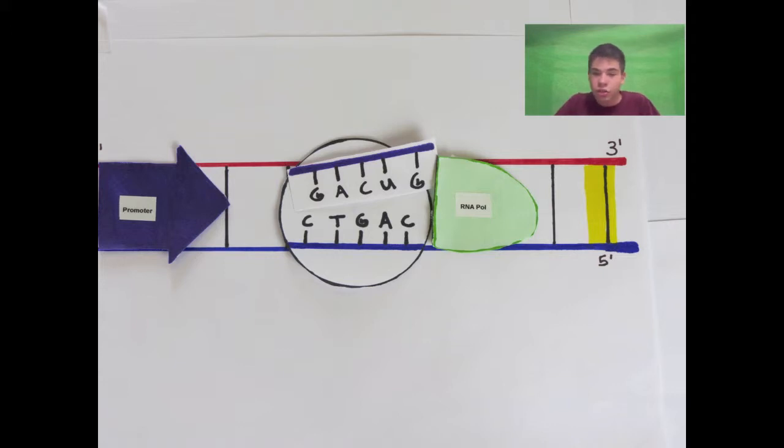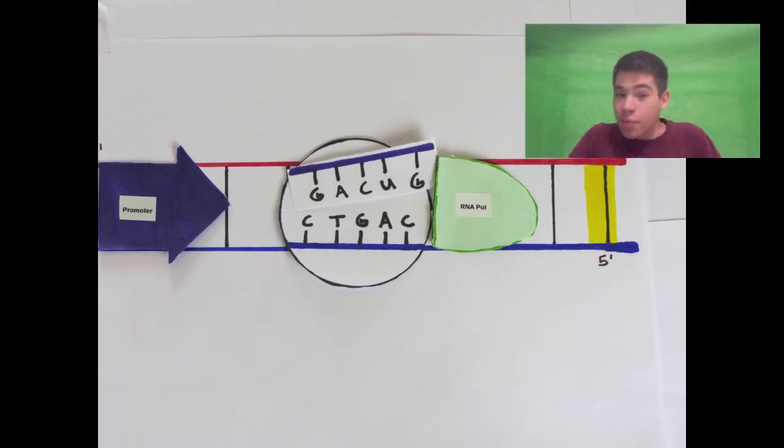I'm not exactly sure why that is. It's pretty interesting, but if you know why, leave a comment in the comment section below. Okay, so we can see it's the same base pairing. So cytosine is bonding to guanine. The only difference is instead of thymine, you have uracil binding to adenine.